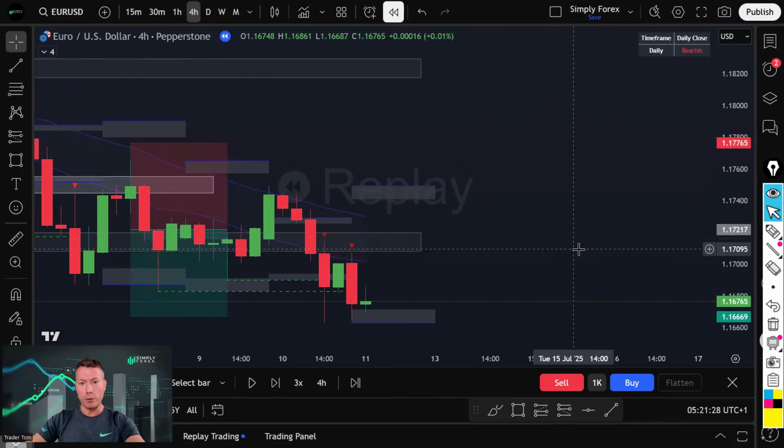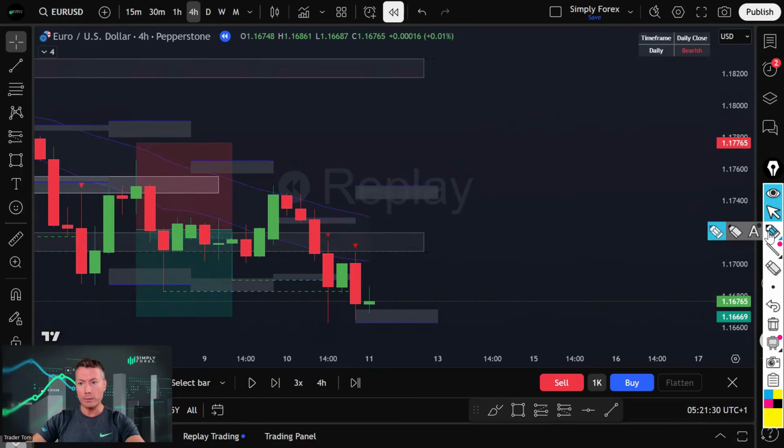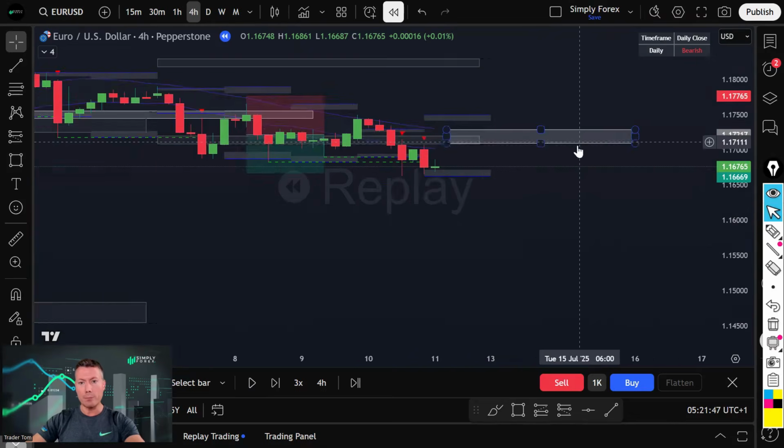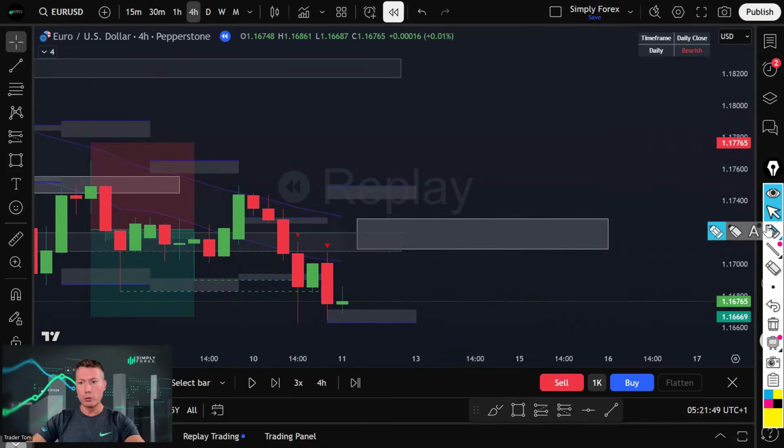Remember, we're looking for multiple support and resistance levels. So in this case, we've got this level here and we've got this level through here as well. So let's just combine these two levels, right? So this level through here. And remember, we want price to retrace to the river. You can see the river coming through here, right? We want price to retrace into here. And then we want a bearish reaction.